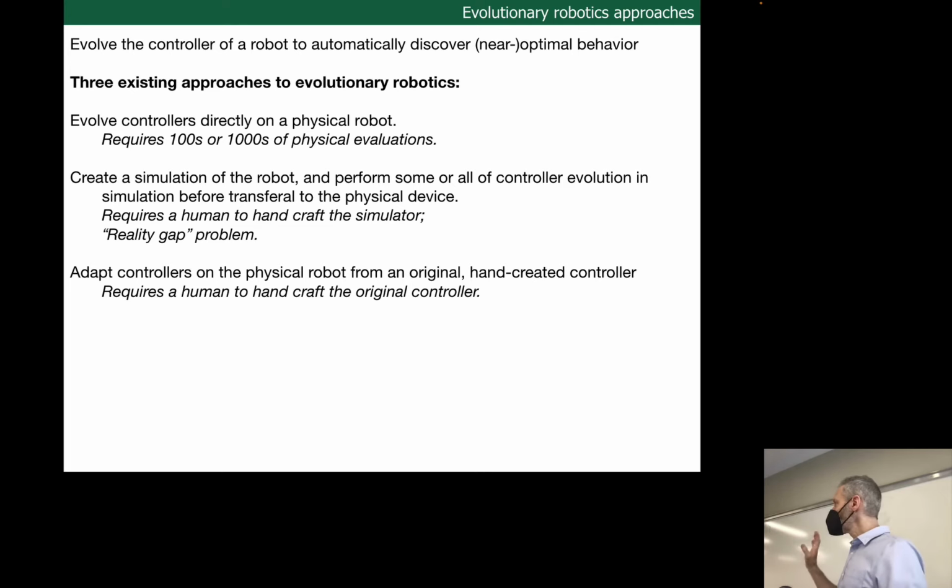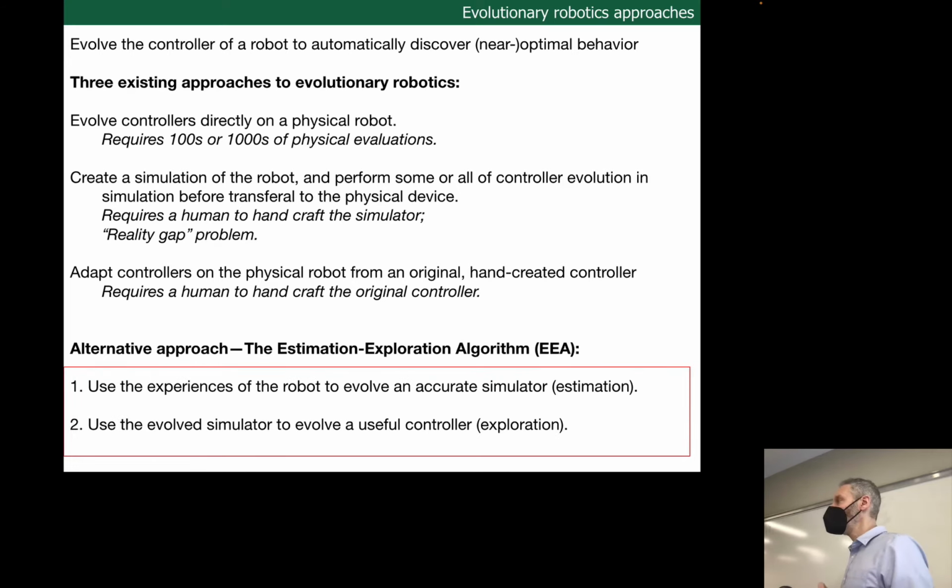Okay, so the Resilient Machines project was an attempt to cross the sim-to-real gap, but it became a 4th way to do evolutionary robotics, which is not to create a simulator by hand, but to bring in a second evolutionary algorithm.